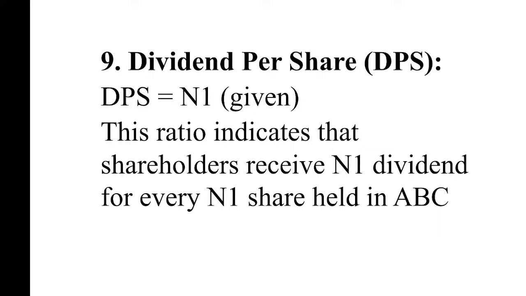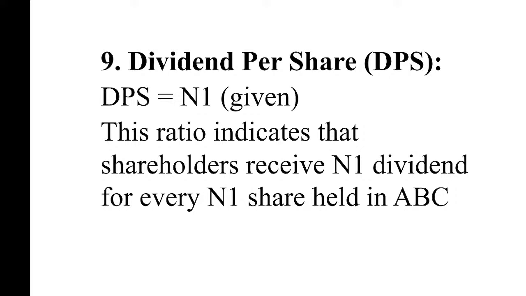Okay, I said that the dividend per share is given in the question as 1 naira. However, to compute dividend per share, it will be dividend paid over number of shares. So now that the question already gave us dividend per share as 1 naira, what it means is that for every 1 naira share held in ABC, you will receive a dividend of 1 naira.